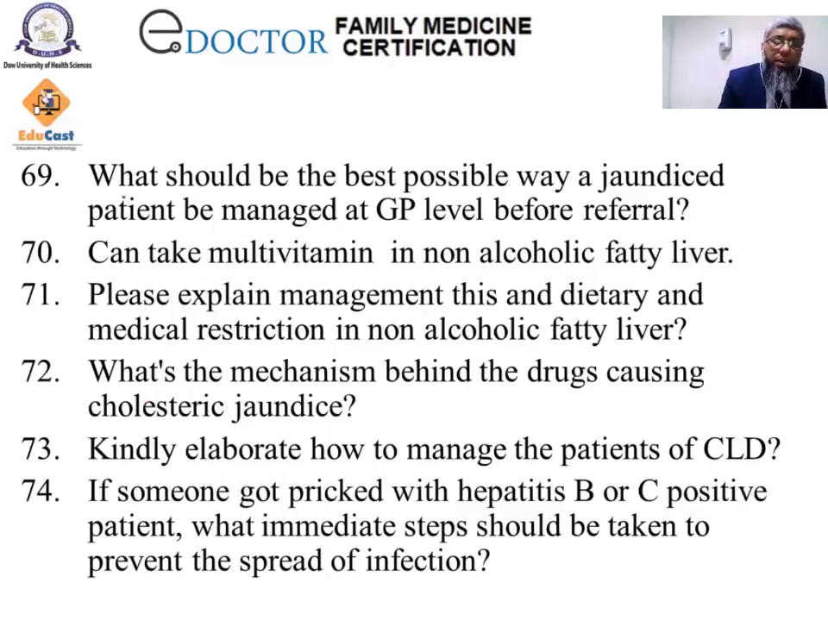Question number 69. What should be the best possible way a jaundice patient be managed at GP level before referral? So a jaundice patient, it depends on what is the cause of jaundice. If this is obstructive jaundice, which means either because of tumor or stone, you need to refer them as soon as possible to the gastroenterologist who is going to offer ERCP and definitive therapy. For acute hepatitis, majority of the time this is treated at GP level. So you are the one who is going to take care of this patient at your home or your clinic, and if they deteriorate, refer them to a tertiary center.